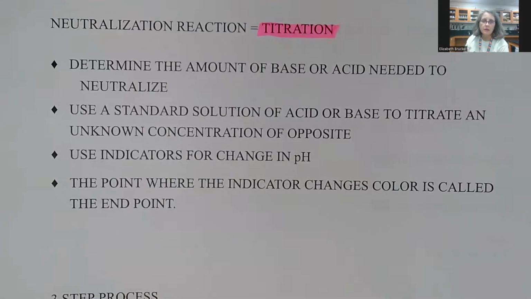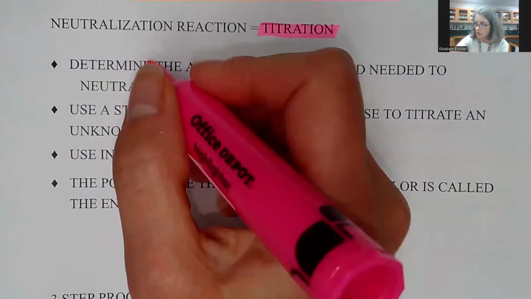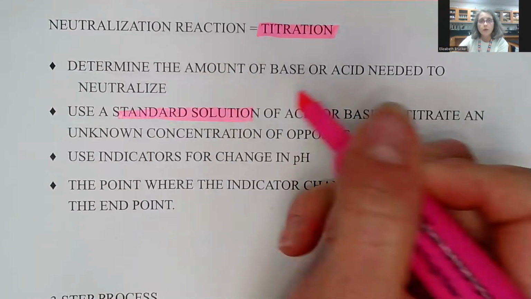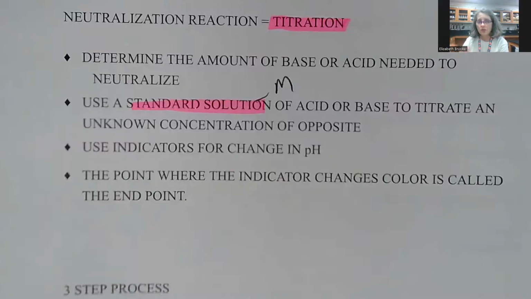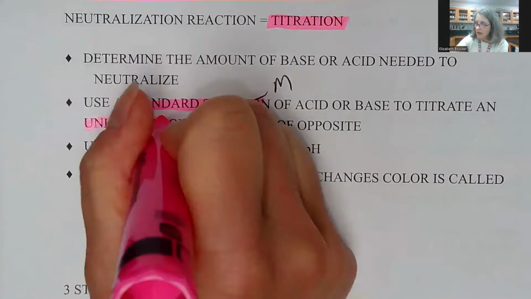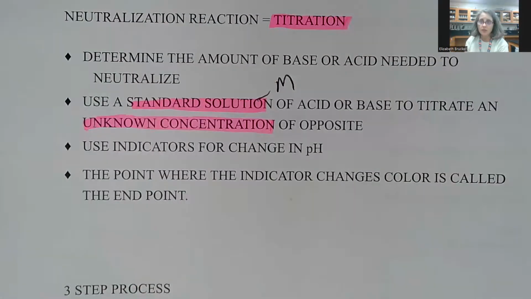We are going to use what we call a standard solution of an acid or base to titrate an unknown concentration of the opposite. So standard solution just means you know the concentration. So it's going to be a molarity that's going to be given to you. And you're going to try to find the unknown concentration of the opposite. You're always going to be adding an acid to base or a base to an acid. You're never adding acid-acid. You're never adding base-base.